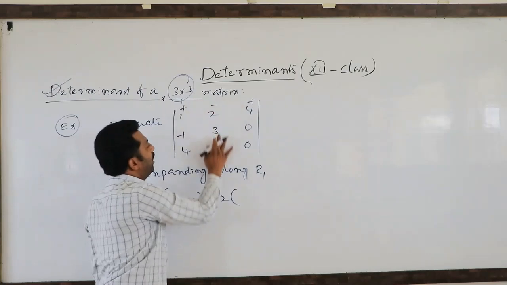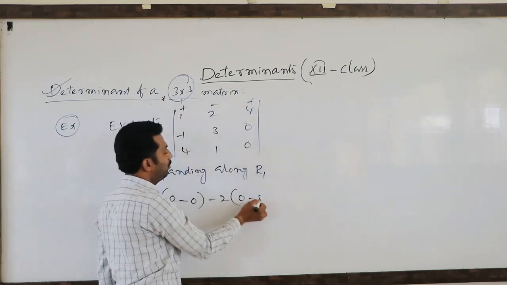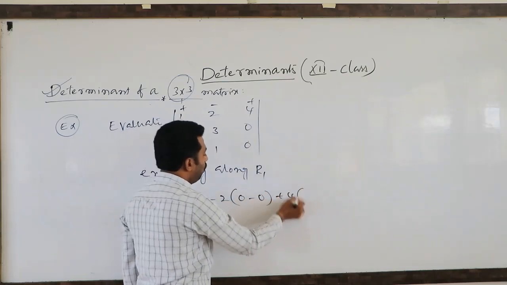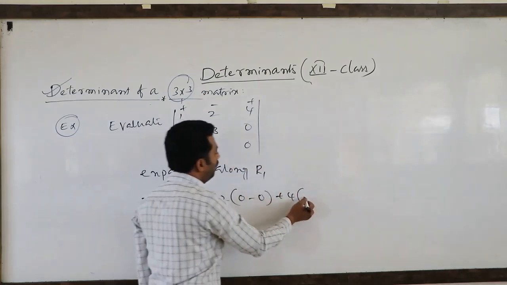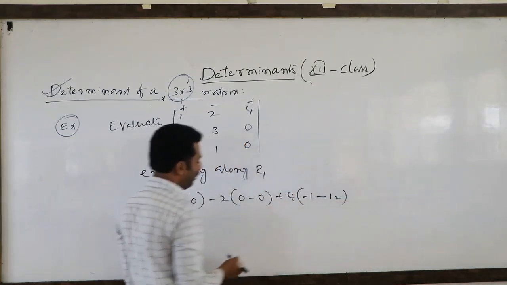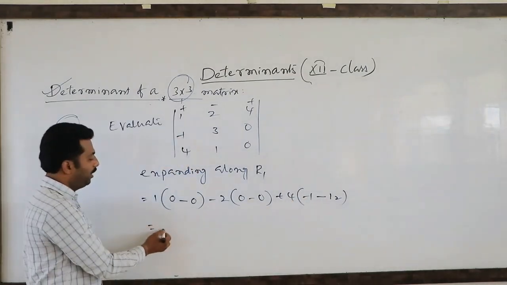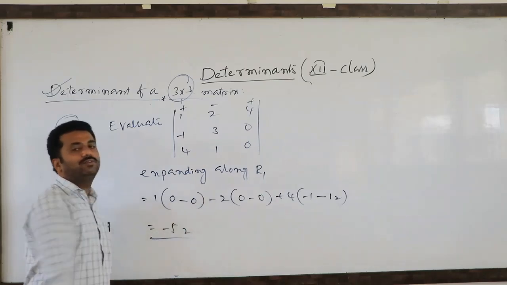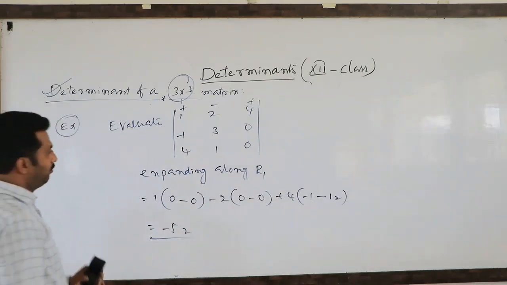You close this column and row. 1 into 0 minus 4 into 0 plus 4 into, you close this column and this row. So minus 1 minus 4 into 3, that is 12. This is 0, 0, minus 13 into 4, again what we got? Minus 52 only. So like this we have to expand the determinants.